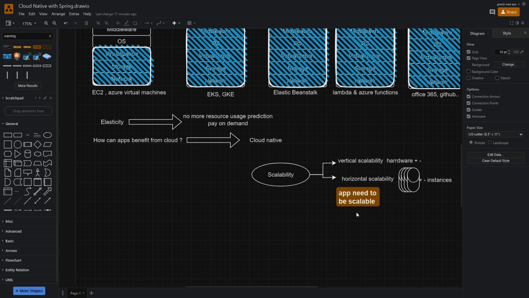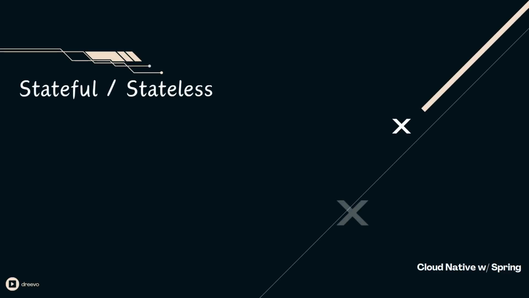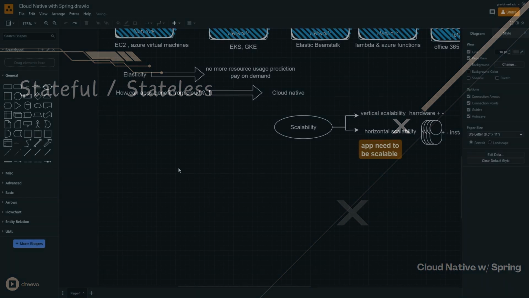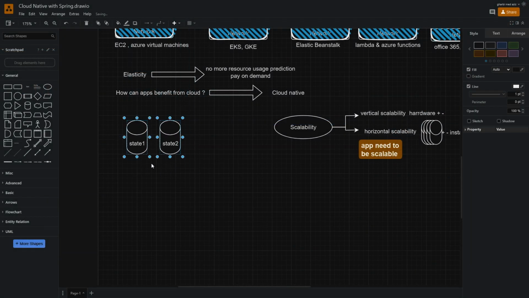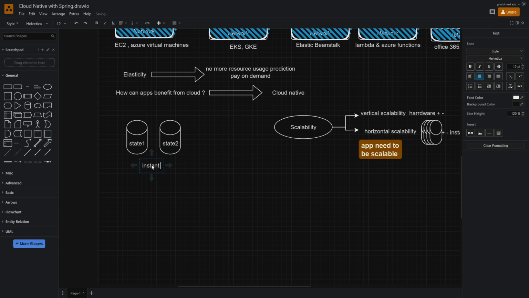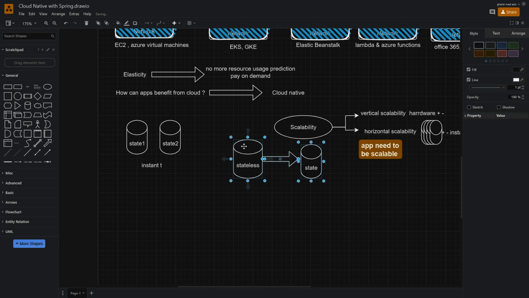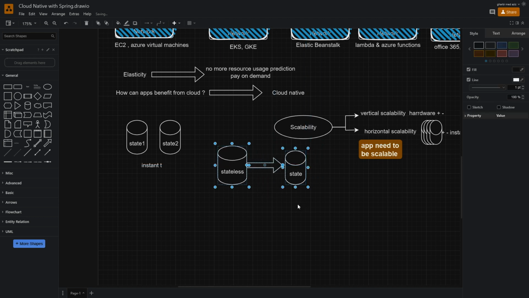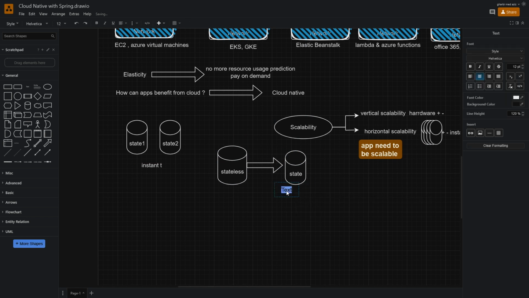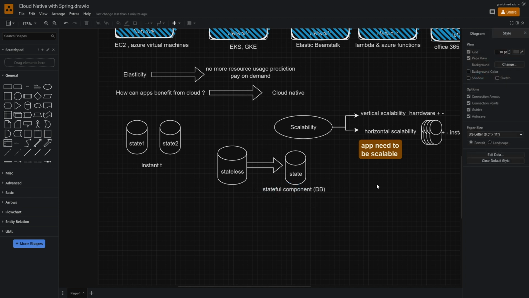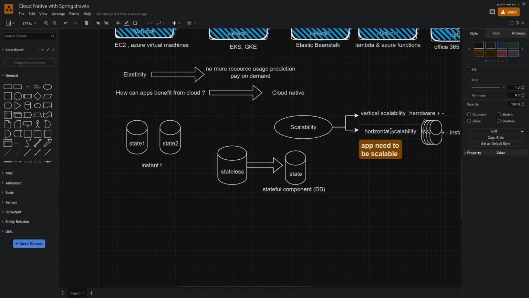Now, there are a lot of things to consider when designing scalable applications, and the most important one, in my opinion, is state. See, you can't really have two instances running simultaneously, each having a different state. That would create inconsistencies. So to avoid that, it's better to make your application stateless and move that state to a more dedicated component, aka a stateful component, which can be a database, for example. So what do you need to remember from all this? Basically, cloud native apps must be horizontally scalable.